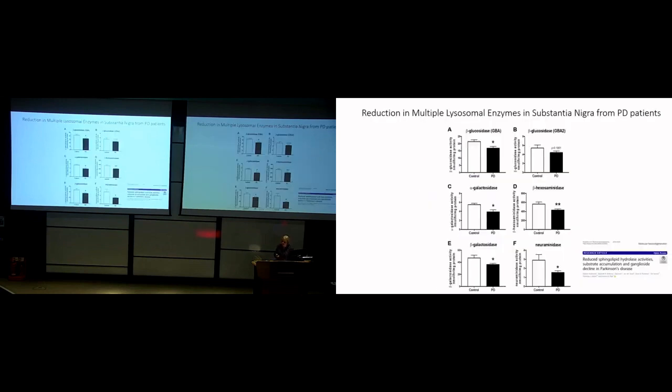And when we looked at the lysosomal enzymes in these Parkinson's patients, what we found was that the GBA activity, this is the Gaucher enzyme, was indeed significantly reduced, but there were multiple other lysosomal disease-causing enzymes that were also reduced. So there's multiple changes going on in sphingolipid metabolism in these Parkinson's patients.